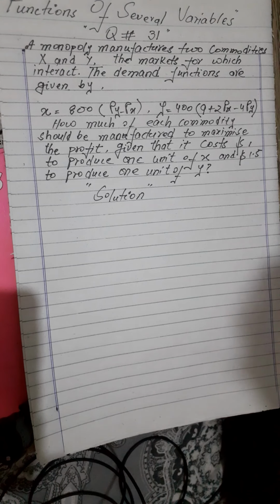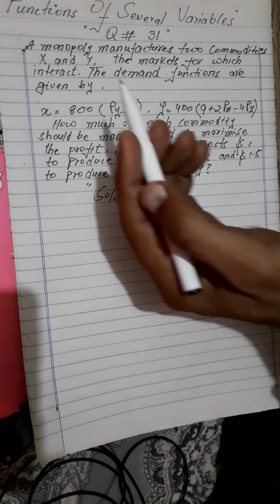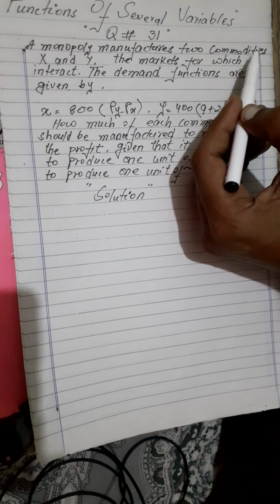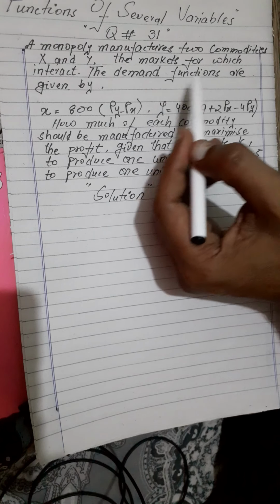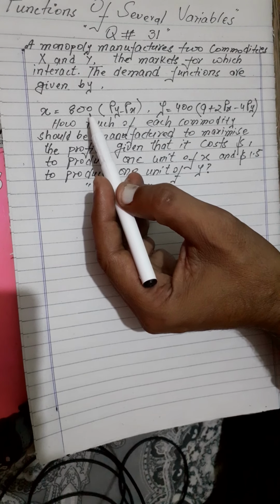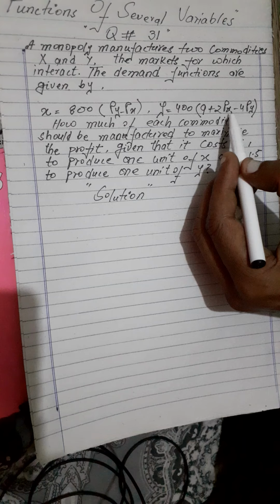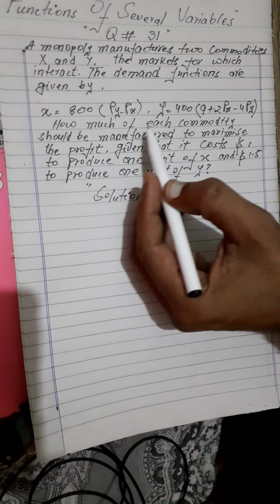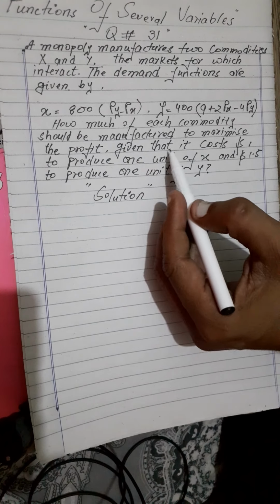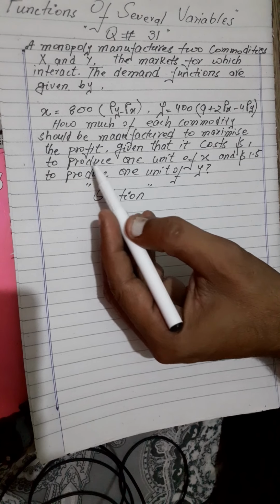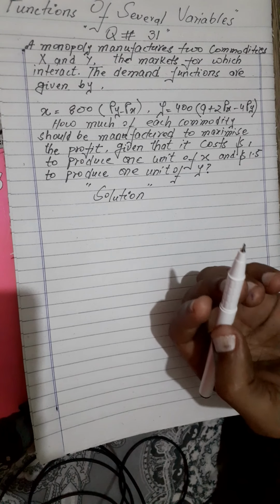Today we will solve question number 31 from chapter number 5, functions of several variables. It says a monopoly manufactures two commodities X and Y, the markets for which interact. The demand functions are given by x equals 800 times (Py minus Px) and y equals 400 times (9 plus 2Px minus 4Py). How much of each commodity should be manufactured to maximize the profit, given that it costs $1 to produce 1 unit of X and $1.5 to produce 1 unit of Y.